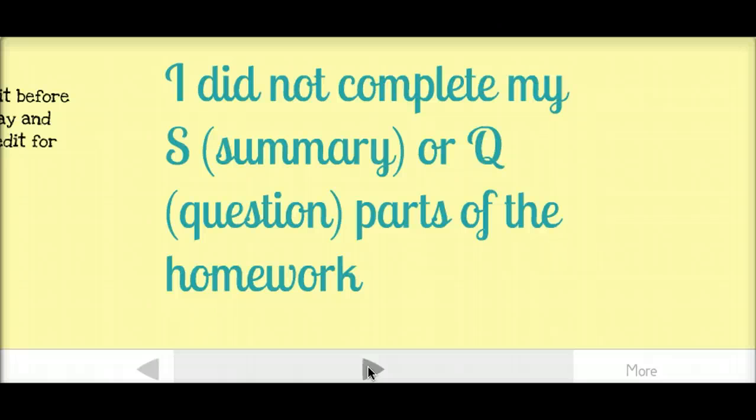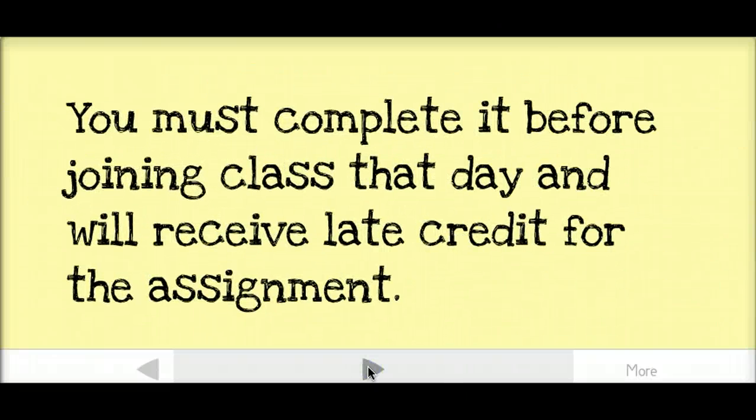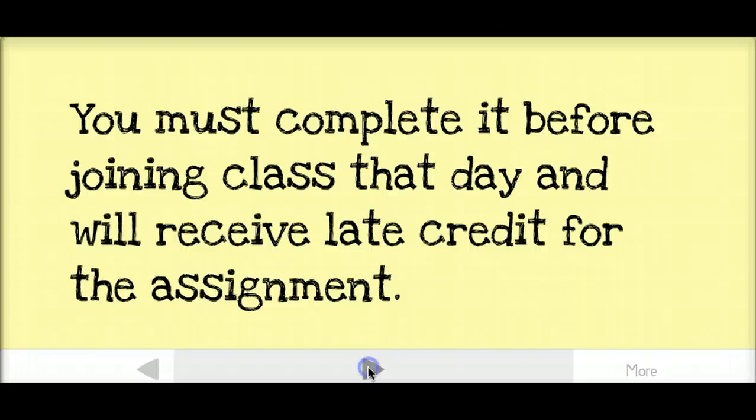What happens if I did not complete my whisk, or just the summary or question parts of my homework? You must complete it before joining class that day, and will receive late credit for that assignment.